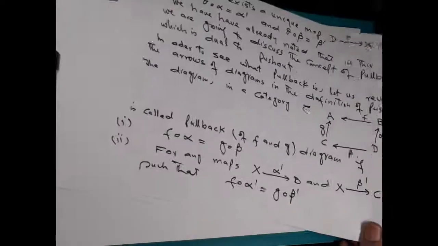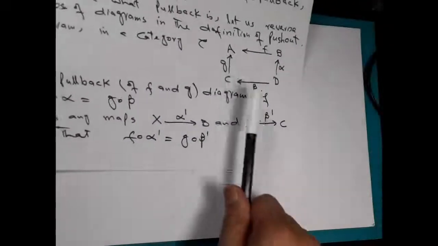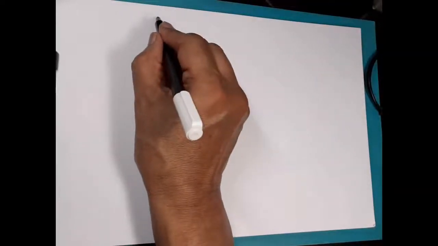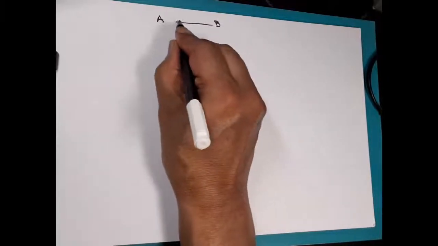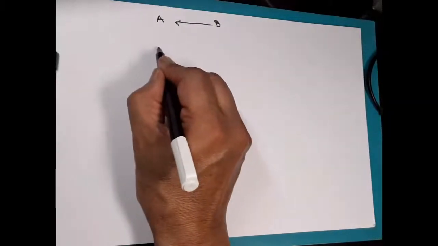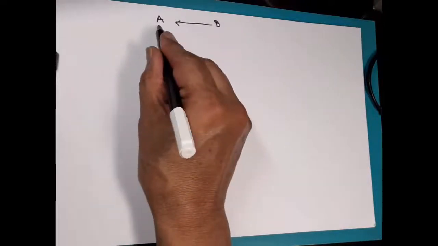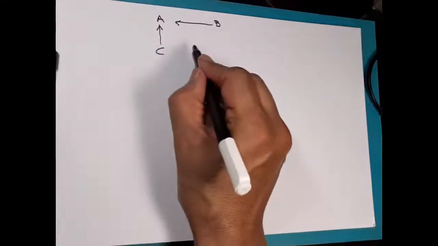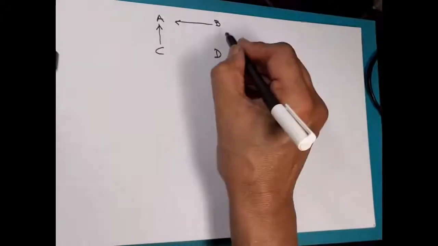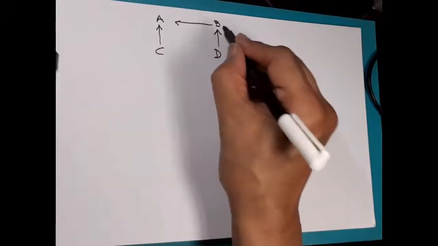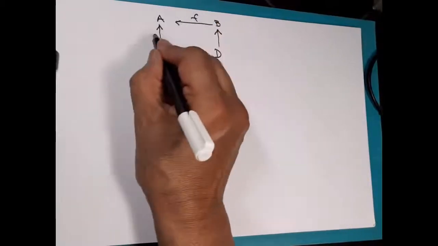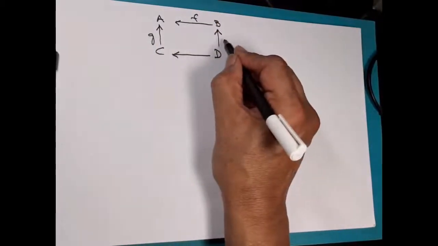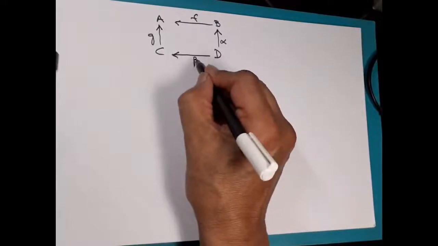In order to understand that, let's draw the diagram. We already had this part of the diagram: an arrow from B to A, then an arrow from C to A, then we had an object D and an arrow from D to B, and an arrow from D to C. These arrows are F and G, and these arrows are alpha and beta.